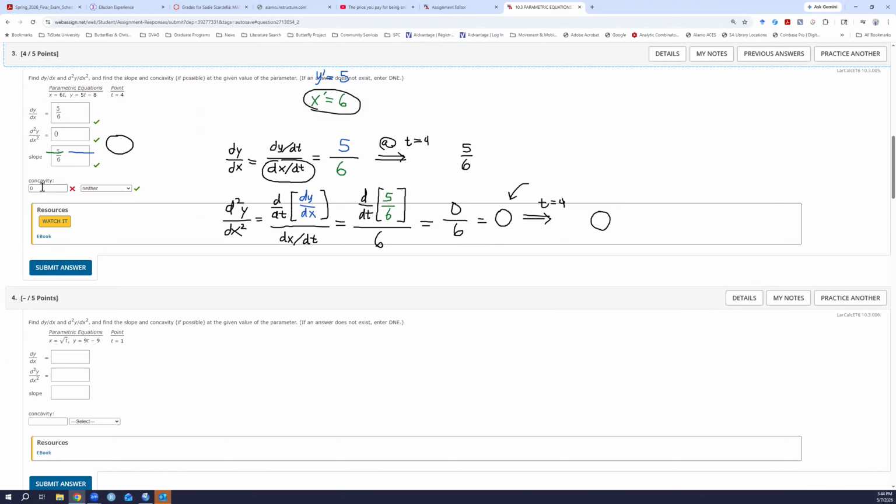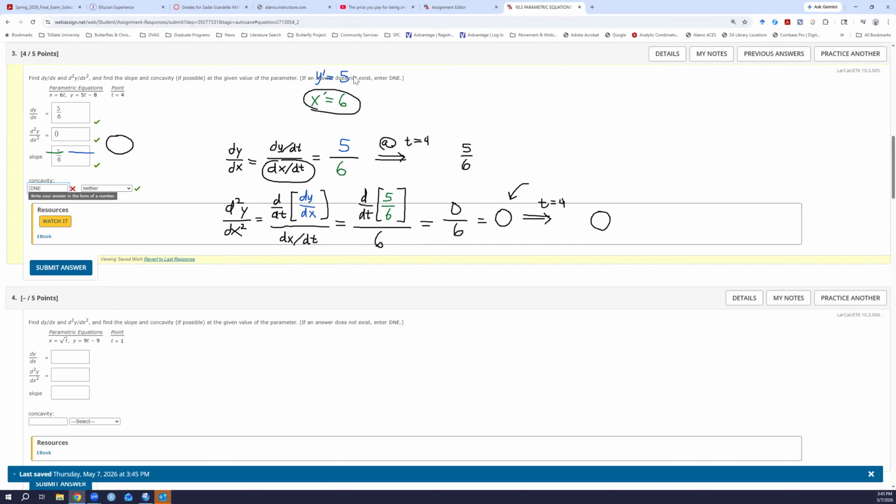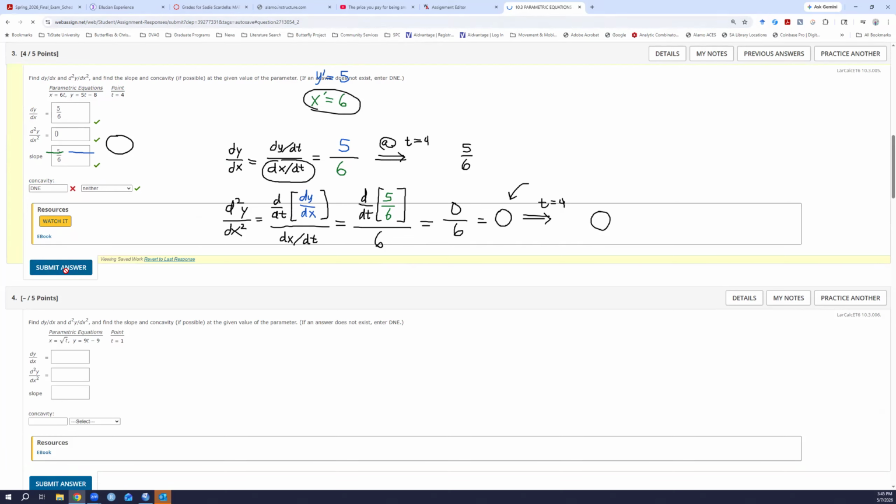Everything was good there except for our concavity. Not sure what they're looking for here then. Oh, so they're saying to put dne if our answer does not exist. Okay, so if our second derivative is 0, then we can say that there is no concavity, right? I think that's a better way of wording this. So I think that's what they're looking for here.